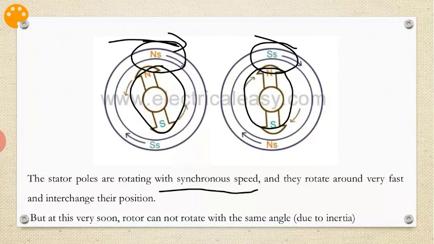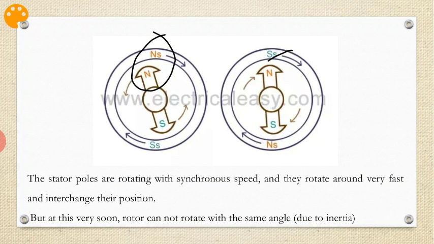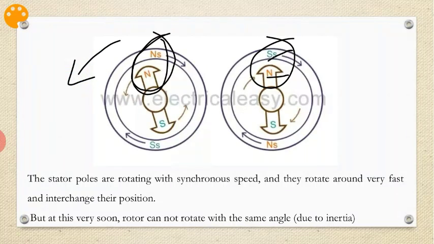In the first case you can see here, n and n, so both are the same poles. In the next half cycle, the stator pole changes to S, whereas the rotor remains N only. So I will conclude this one is repulsion force and this one is attraction force. The repulsion force will be in this direction because of N and N, and the attraction in this direction.